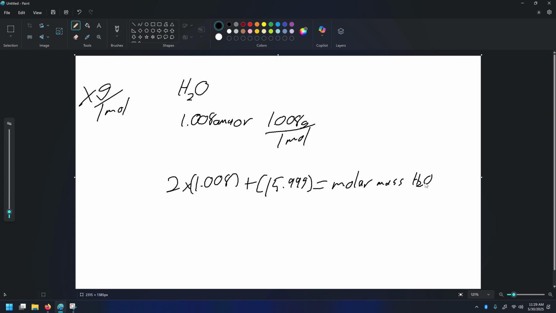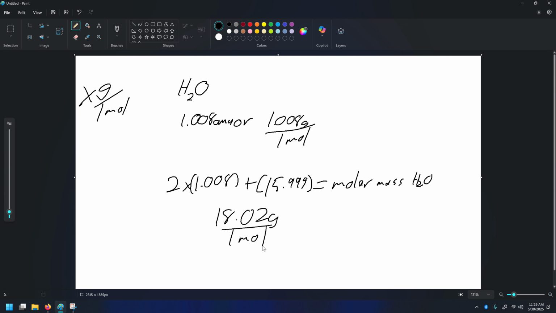And so let me just grab my off-screen calculator real quick here. 2 times 1.008 plus 15.999, and we get 18.02 grams per 1 mole.